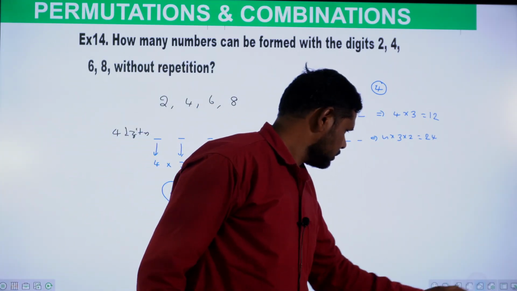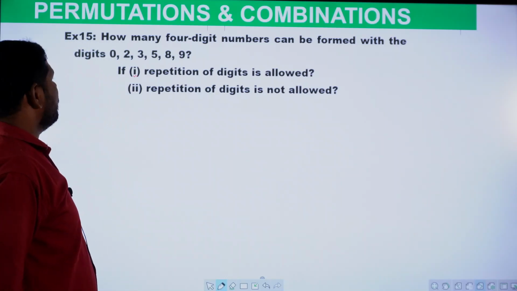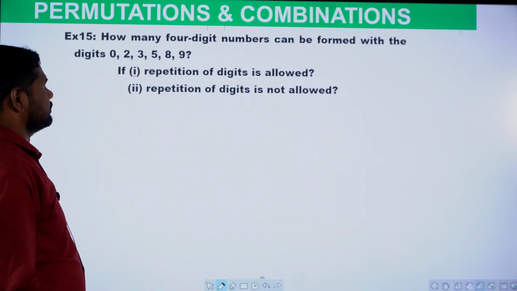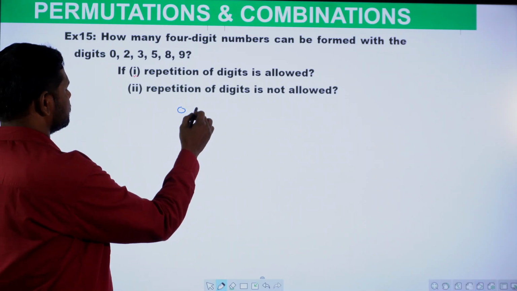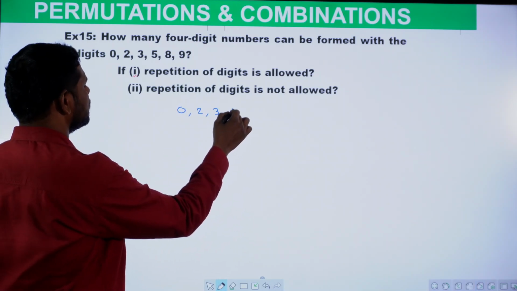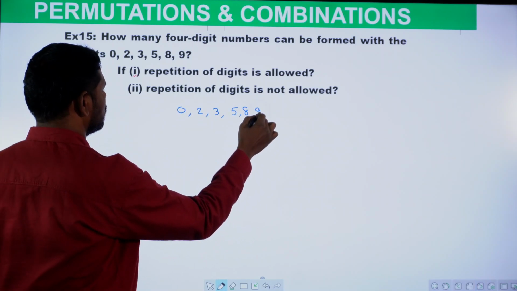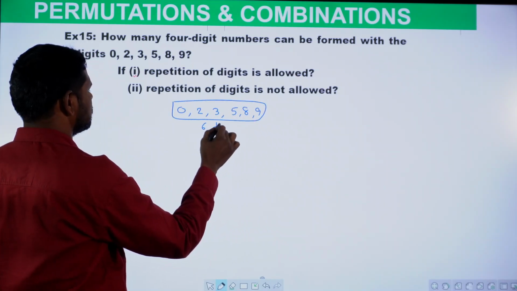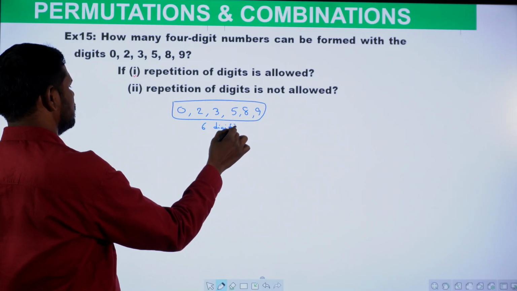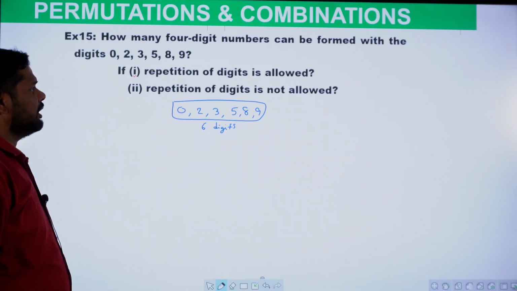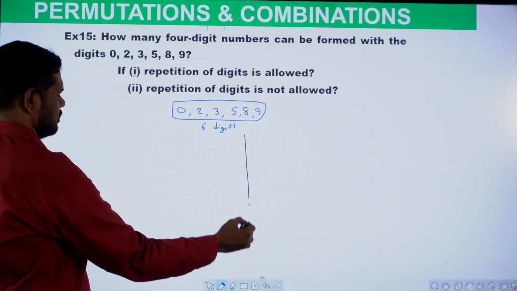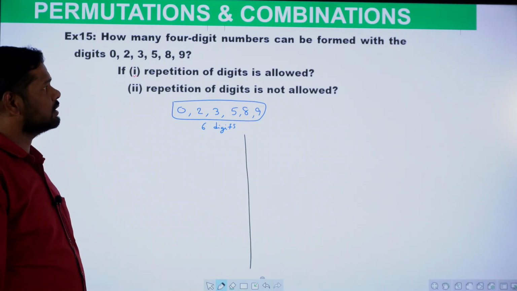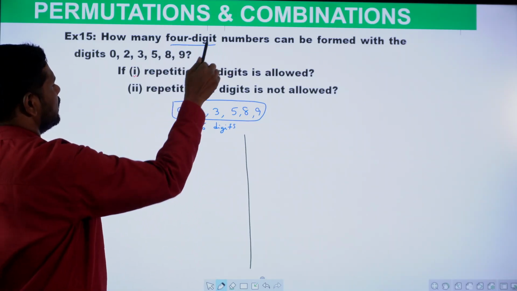Next. How many 4 digit numbers can be formed with the digits 0, 2, 3, 5, 8, 9? So total how many digits are there? 6 digits are given. There are two different cases: repetition of digits allowed, and repetition of digits not allowed. They ask how many 4 digit numbers in each case.